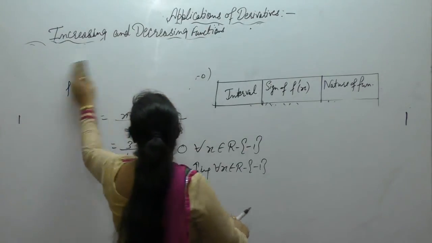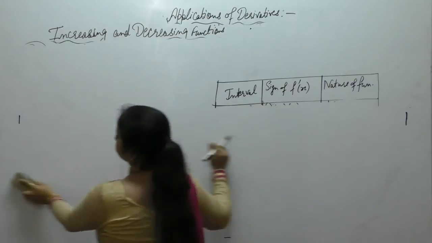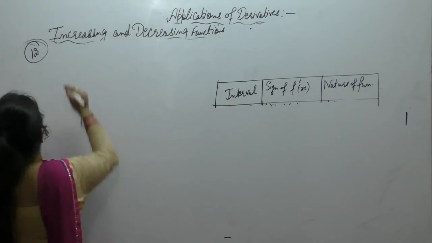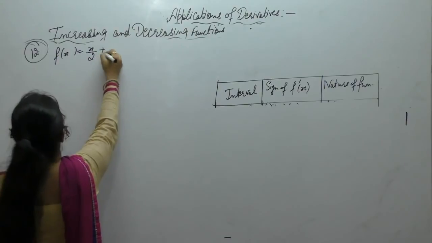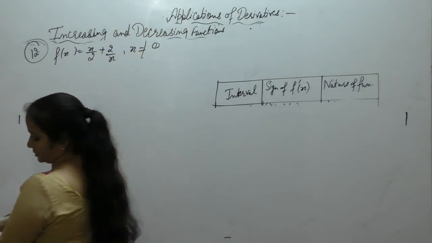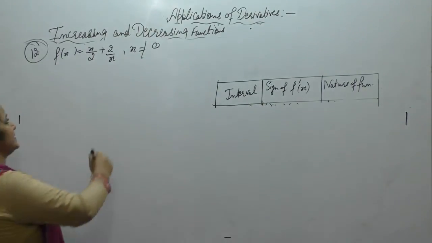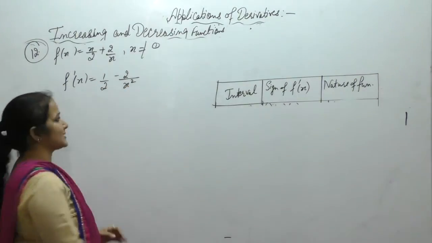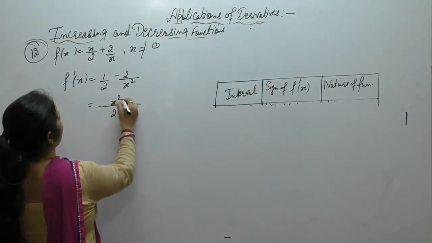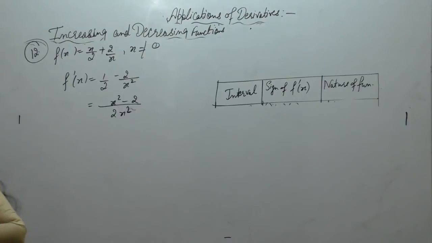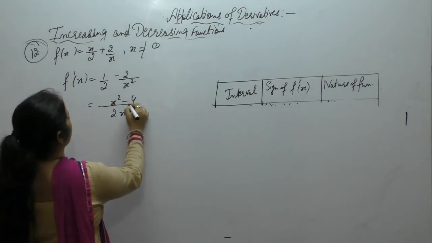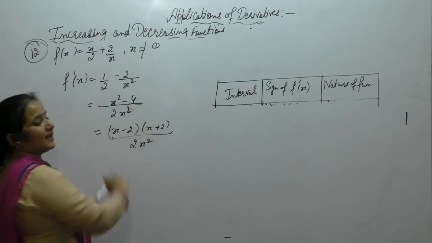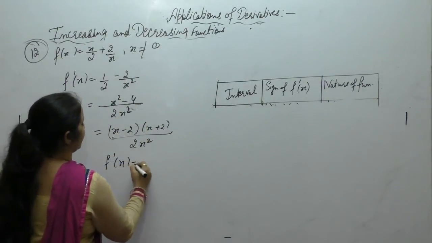Now the next one. Find the intervals in which the function f(x) = x/2 plus 2/x, x is not equal to 0, is increasing or decreasing. Take the derivative. Derivative of x is 1. Derivative of 1 upon x is minus 1 upon x². Take the LCM here. We get this term: (x² minus 4) upon 2x². a² minus b²: (a minus b)(a plus b). We are given x is not equal to 0. So put this derivative equal to 0.